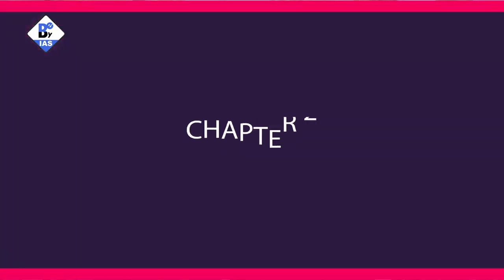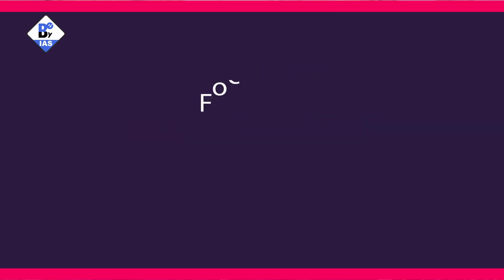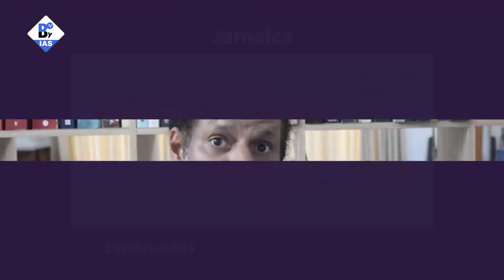So we will move on to the next chapter, the interior of the Earth and earthquakes. You should focus on the recent earthquakes, the Jamaica earthquake of 7.7 magnitude, which is one of the deadliest earthquakes, and then the earthquakes in Turkey, and also don't neglect tsunamis wherever they have occurred. We should also understand very clearly what the shadow zone is, the zone where P and S waves are not recorded.